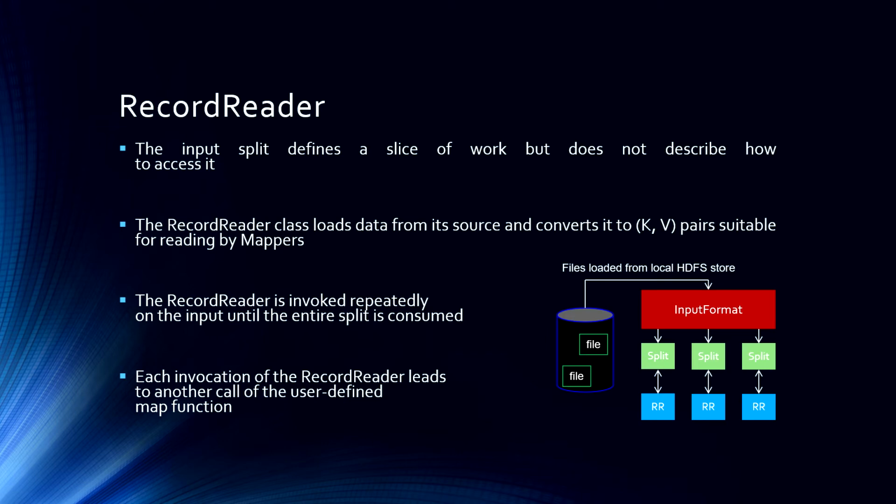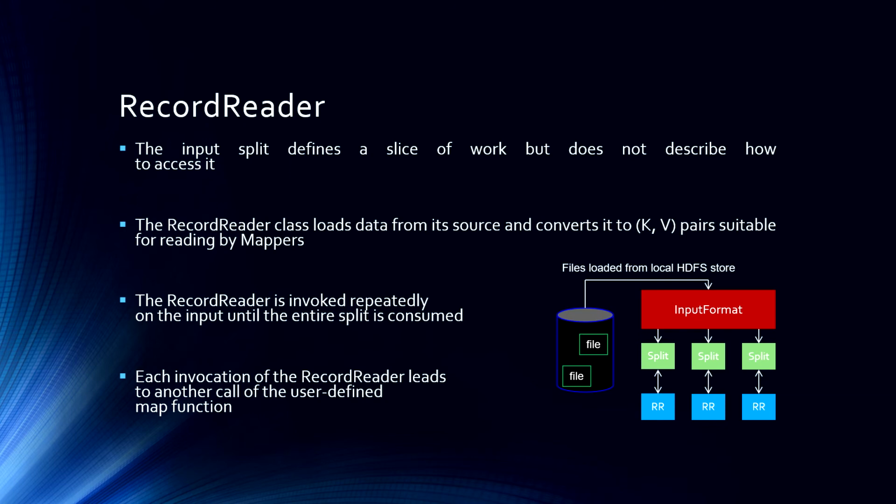So, discussing some more details of RecordReader. What is RecordReader? The input split defines a slice of work but does not describe how to access it. It's just an input slice that defines a slice of work. The RecordReader loads the data from its source and converts it to key value pairs. That is what the record reader is doing. It's reading the records and choosing the suitable pairs for reading by mappers.